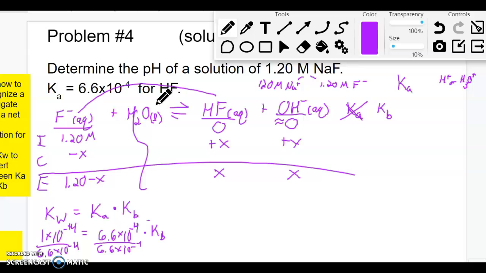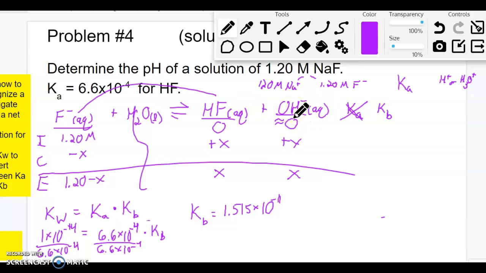And if I do that, I get my Kb value is equal to 1.515, I'm going out a couple more sig figs, times 10 to the negative 11th. And that's my new Kb value. That's what I got to use. And I can use it with this equation because it ends with OH.